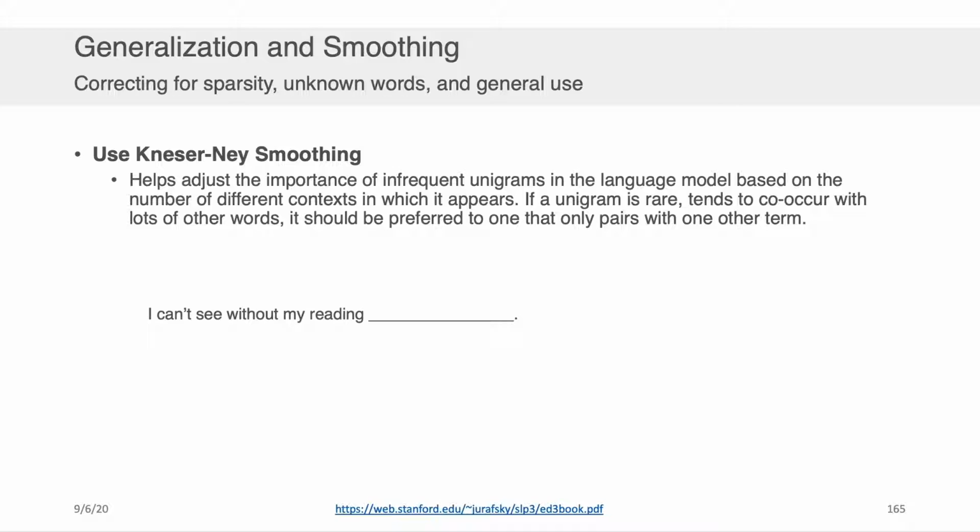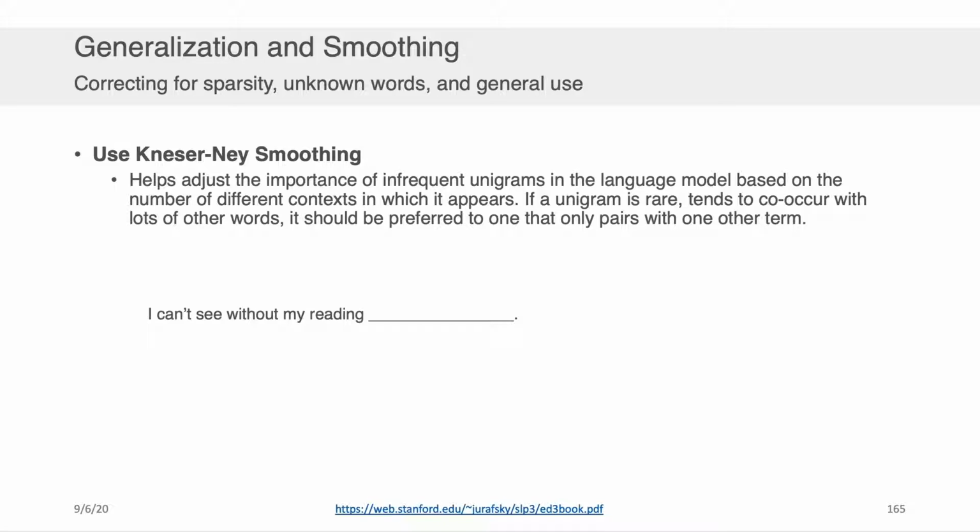Now, in practice, when you're going to be doing smoothing, you're going to be using something called Kneser-Ney smoothing. And the difference between Kneser-Ney and Laplacian is that Kneser-Ney helps adjust the importance of infrequent unigrams in the language model based on the number of contexts in which that unigram appears. If that unigram tends to co-occur with lots of other words, it should be preferred to one that only pairs with one other term. That's sort of the intuition behind Kneser-Ney smoothing.